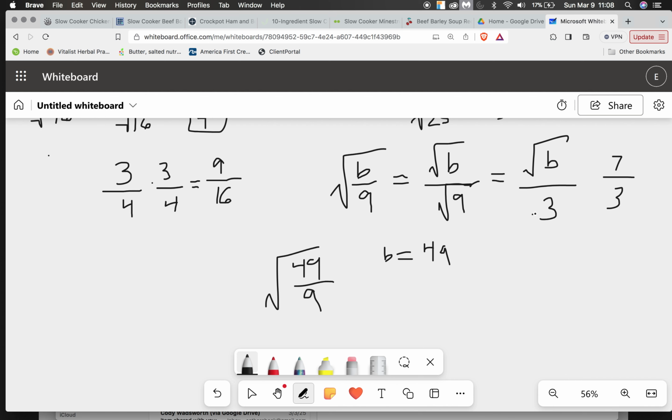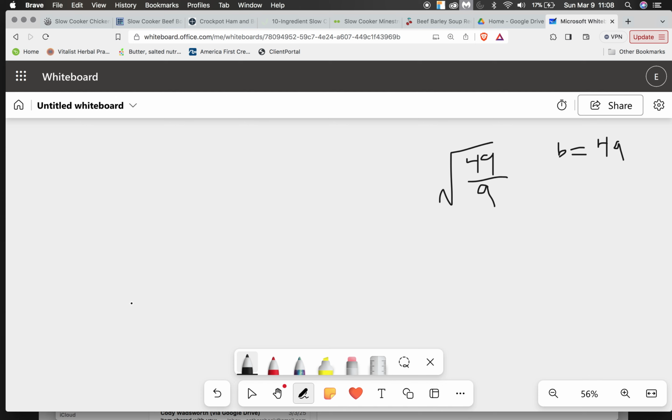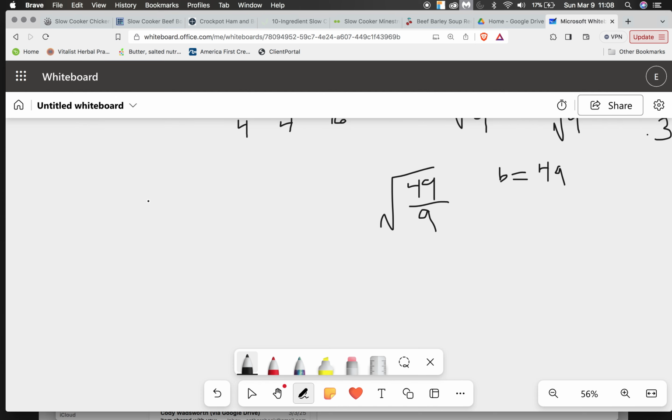Let me see if there's another one. Oh, one more that I want to do is, let's do the square root. Oh, maybe this is going to come up in a later lesson, in which case disregard this.